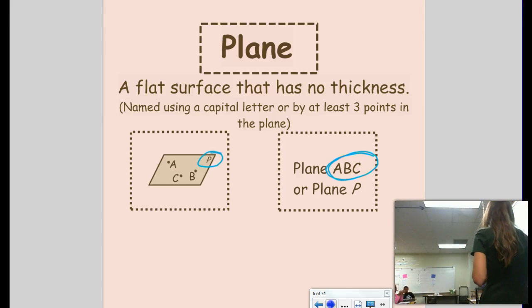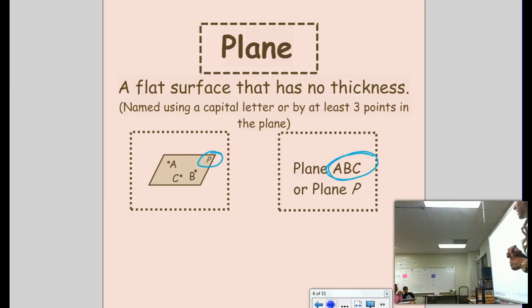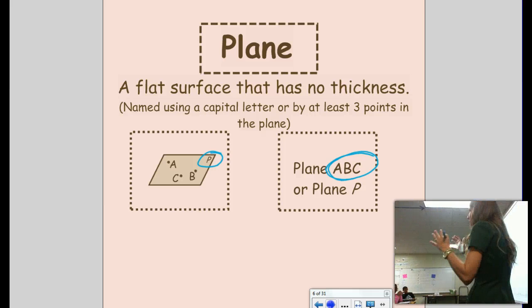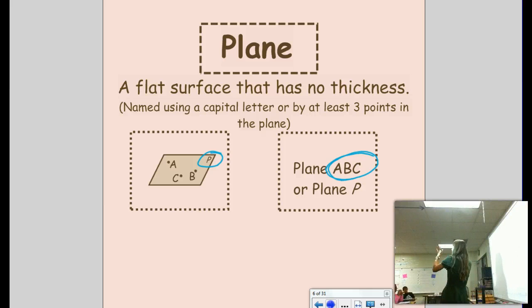What does it mean to be italicized? Have you heard that? Remember, like when you're in the Word document, there's bold, and there's underlined, and there's italicized. What does that mean? It's like slanted. It's kind of like cursive. So we could also name this plane slanted P. But normally we're going to name it plane ABC. We're going to pick 3 points, and that's how we're going to name the plane.